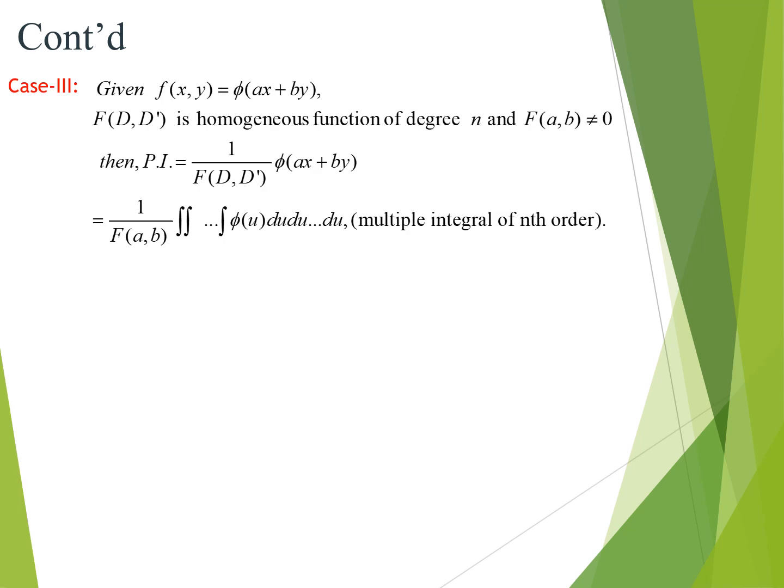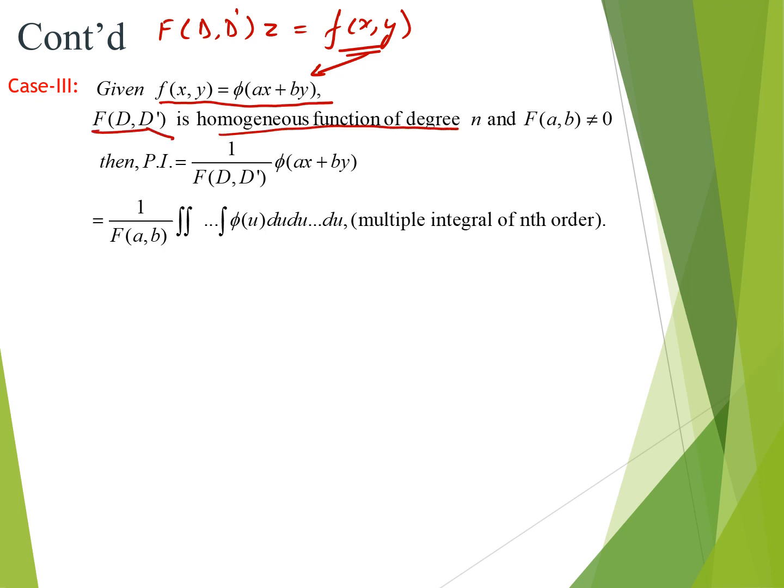Now continuing for the third case, if the right side function is in the form of ax plus by, that means a partial differentiation of f(D, D dash) z is equal to a function of x y in the form of ax plus by, then f(D, D dash) is a homogeneous function of degree n, that means all the terms in f(D, D dash) have the same power, and f(a, b) is not equal to 0.